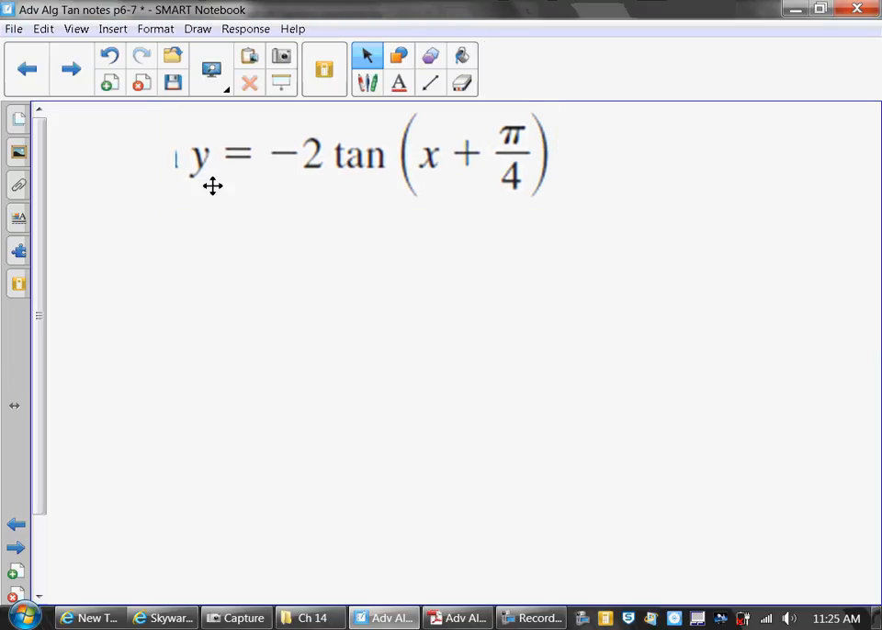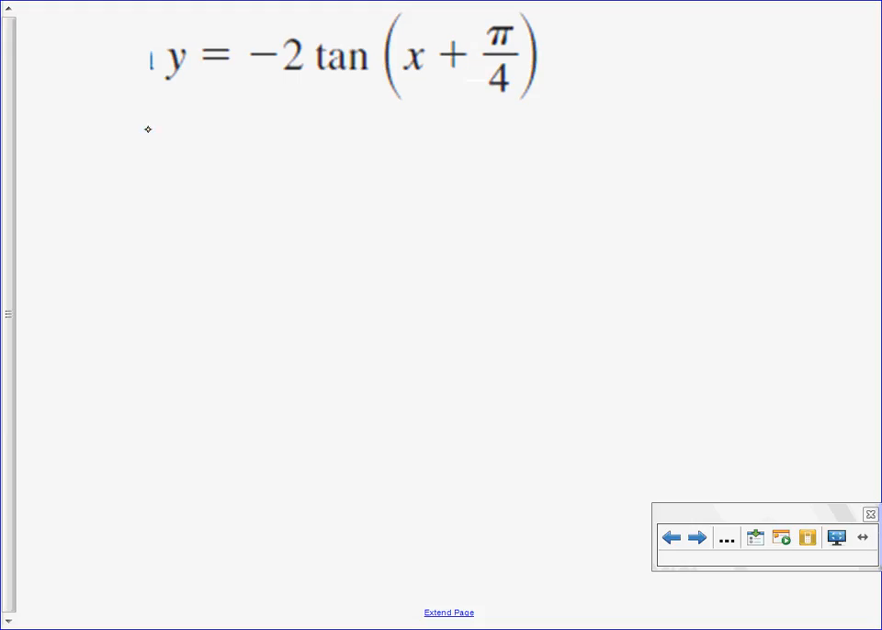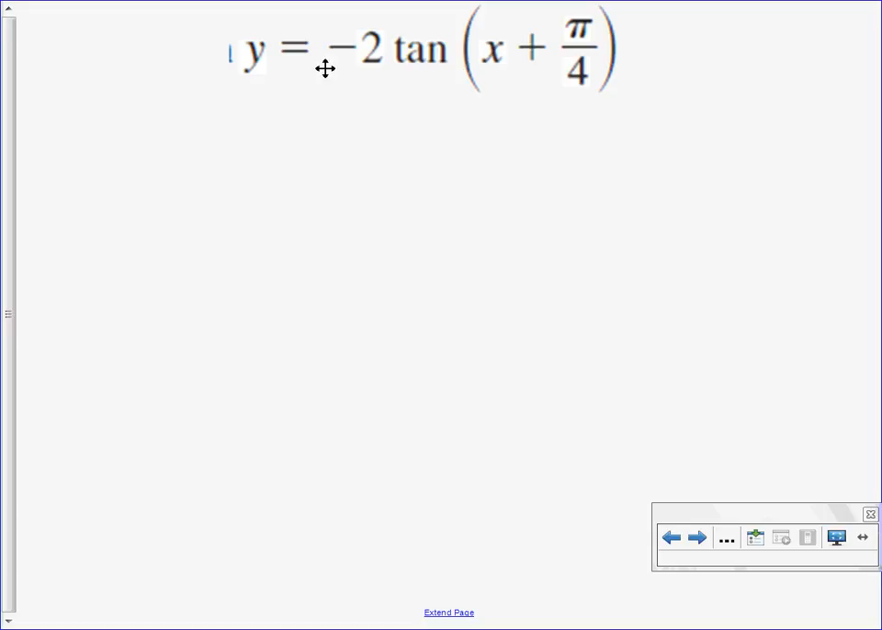The example I have here is y equals -2 tangent of parentheses x plus pi over 4. So this seems like old hat by now. What do you think the first step is going to be? Yeah, label what you know: A, B, H, K. Well, what's A? -2. What's B? 1. H? Good. Negative pi over 4, and then K is 0.